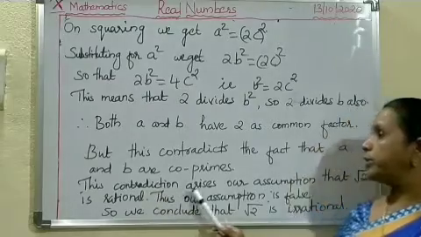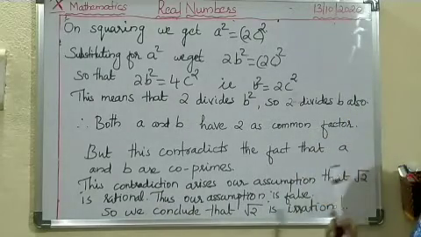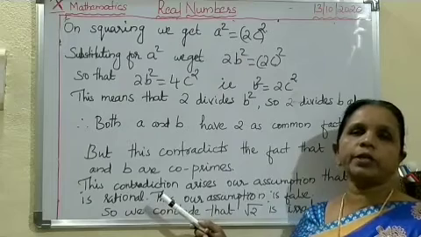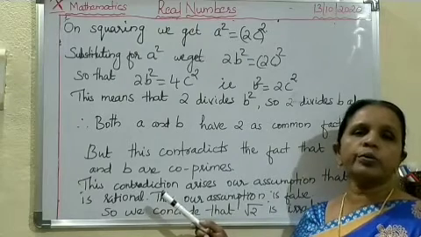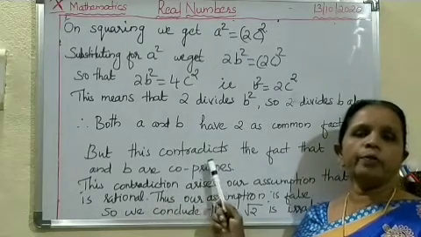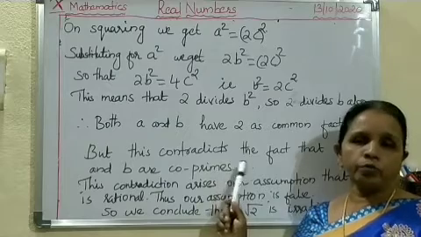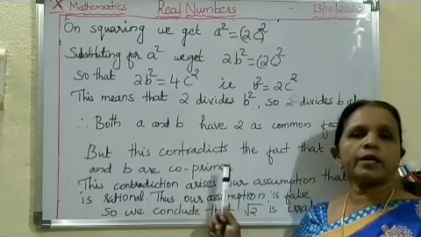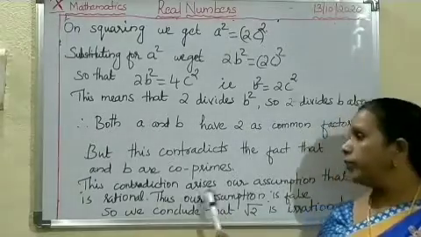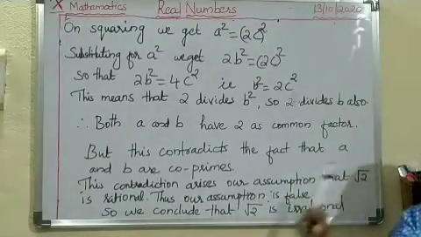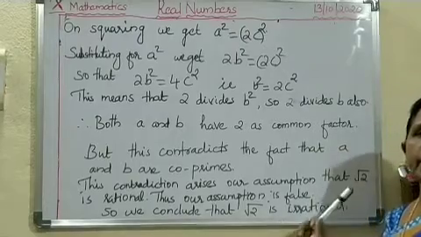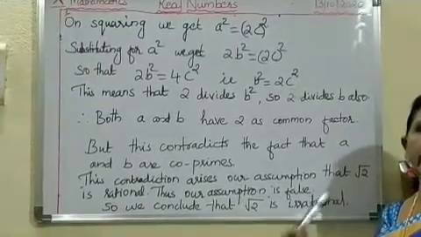This contradiction arises from our assumption that root 2 is rational. If A and B both have a common factor 2, we cannot say that root 2 is a rational number. Therefore, our assumption is false. So we can conclude that root 2 is an irrational number.